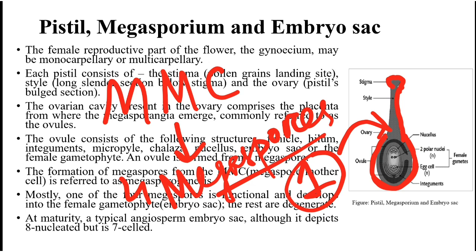At maturity, when all this process is finished, the female reproductive part matures, and in a mature female reproductive part of an angiosperm, the embryo sac is 8 nucleated and 7 celled. So a mature angiospermic embryo sac has 8 nuclei and 7 cells.